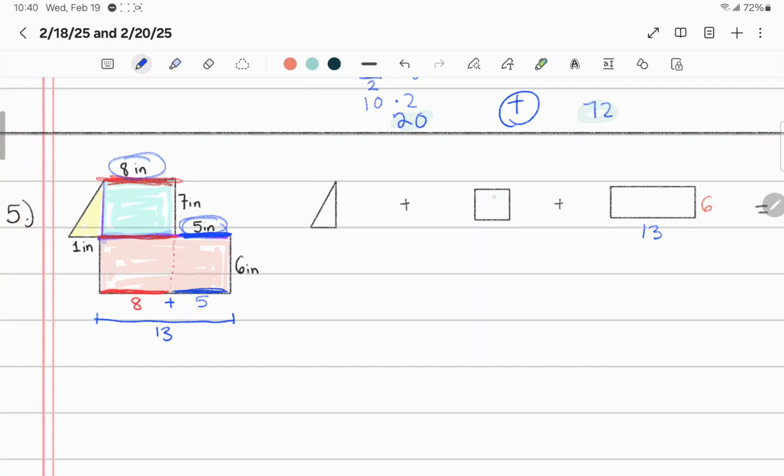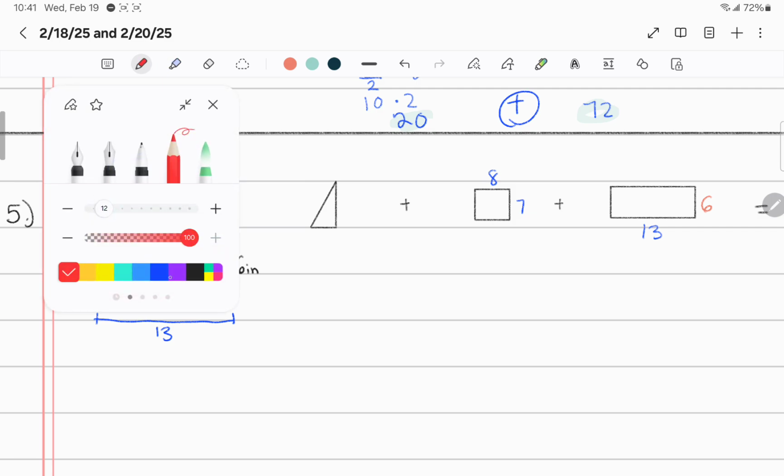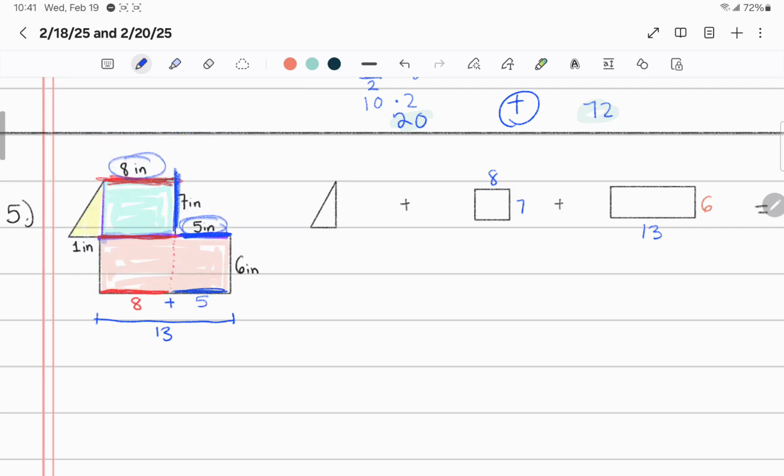For my smaller rectangle, we have 8 and 7. That one's already done. That one's 8 and 7. That one is right here. So that's 7 and this is 8, right? So we have those. And then for my triangle, we have a base of 1 right here. And then since this is 7, this is also 7.